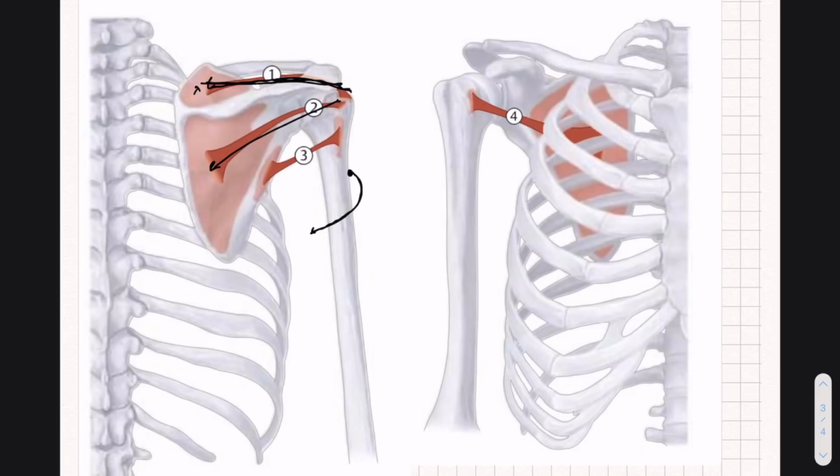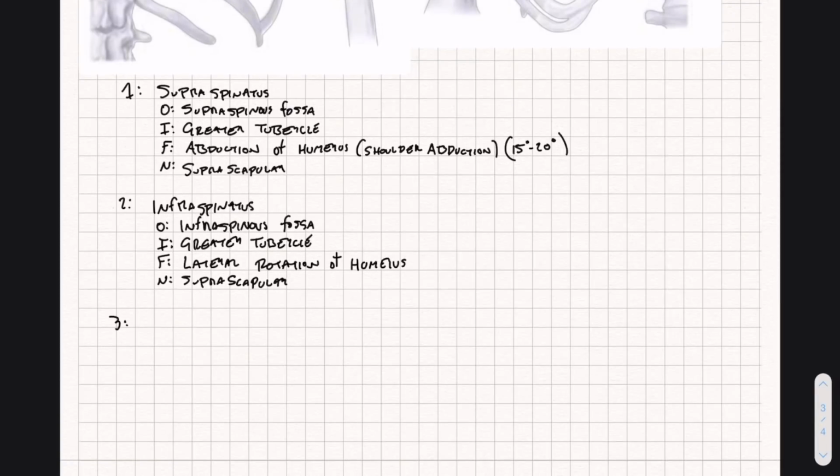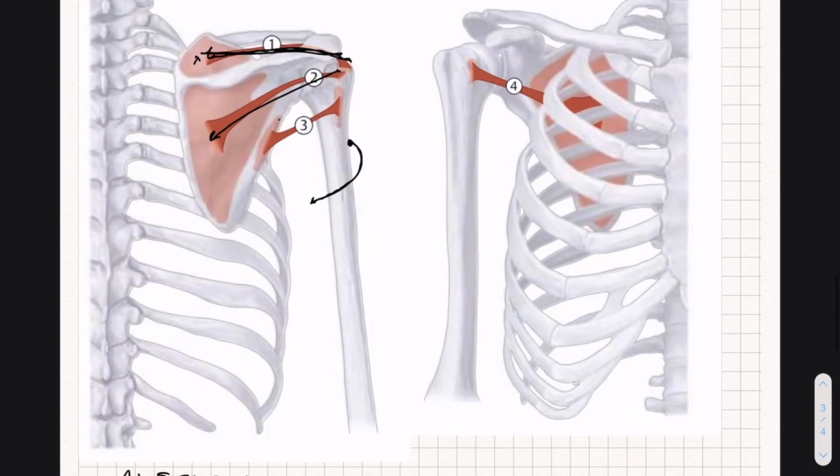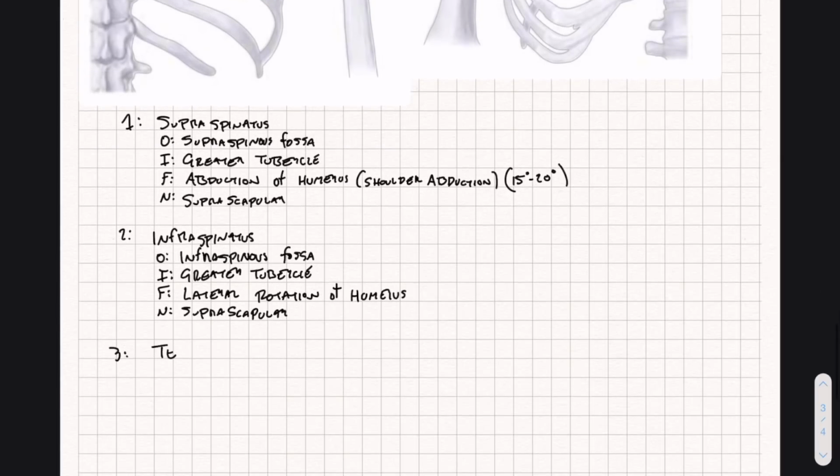Okay. Number 3. This number 3 is a little muscle right down here. This is called the teres minor. So the word teres just means round. So this is a little round muscle. There is a major, but it is not part of this rotator cuff group.